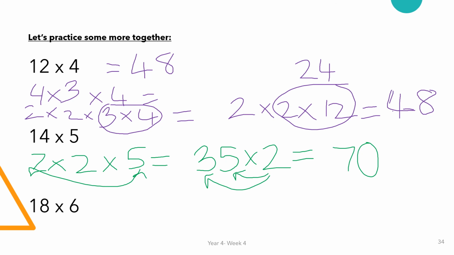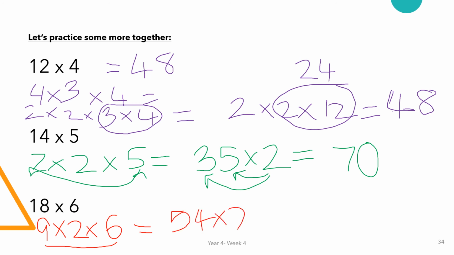We're going to break it down into 9 times 2 because 9 and 2 are factors of 18, and 6. Now you can break this down even further with the 6, but I'm going to leave it here. So we've got 9 multiplied by 6. We know 9 times 6 is 54. And then we've got the 2. So 54 multiplied by 2 is just double.